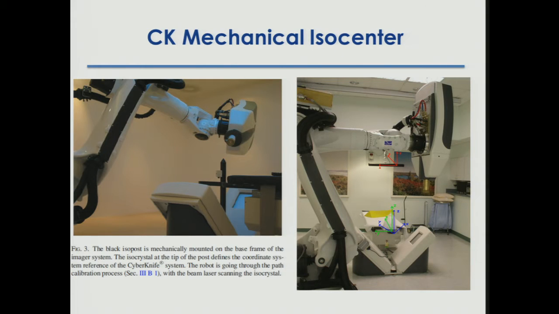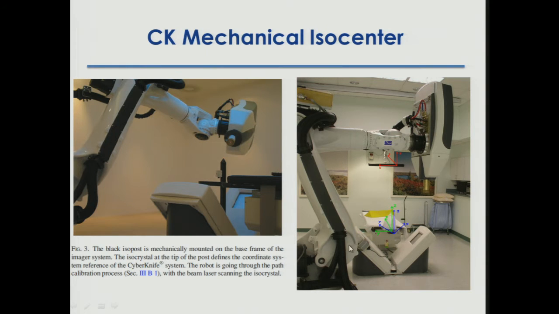The CyberKnife, contrary to common belief, does have a mechanical isocenter. It's just not as easily visible. We have a thing called an isopost, and if you go into a CyberKnife room and look into a corner, you usually find it hanging out there. On top of the isopost is a tiny, about 1 millimeter diameter, isocrystal. It's an optical detector, and it defines the mechanical isocenter of the room and is also the origin of different coordinate systems.